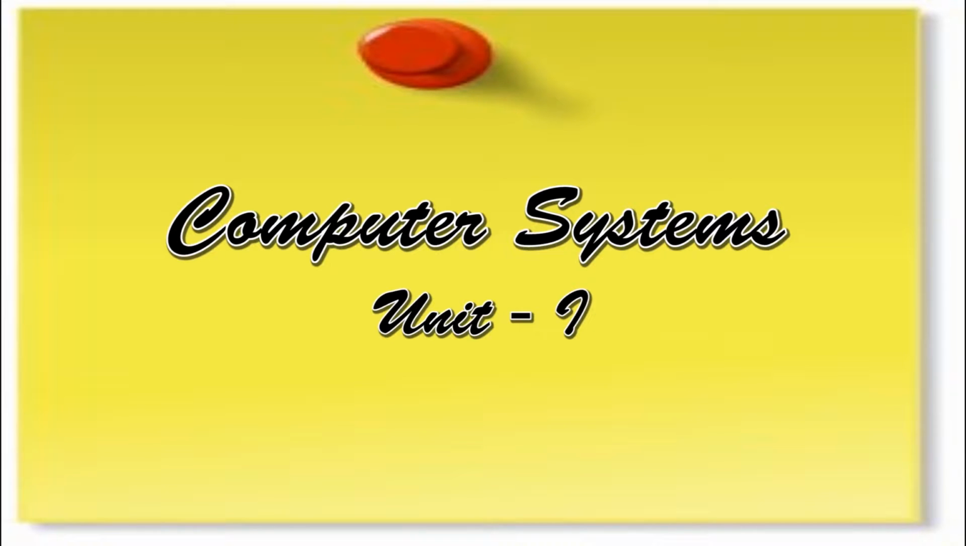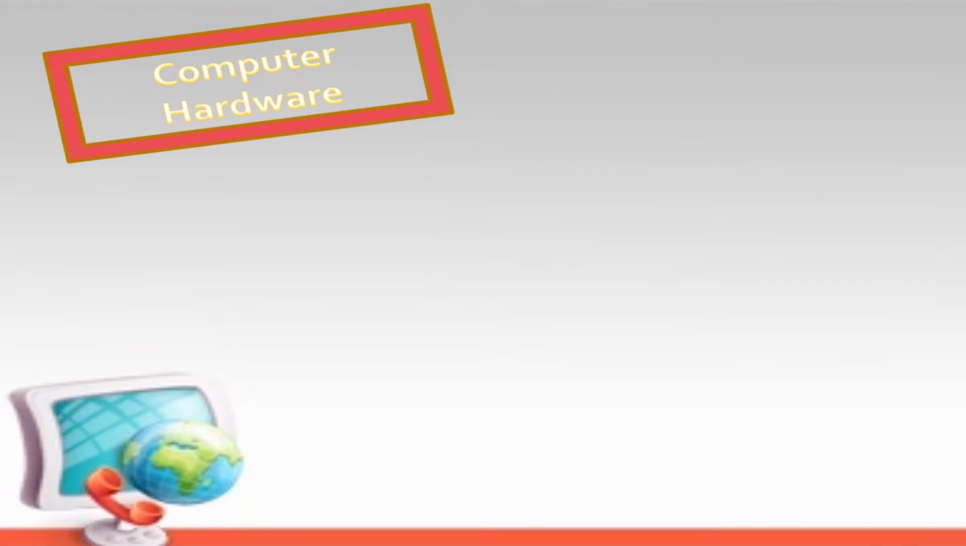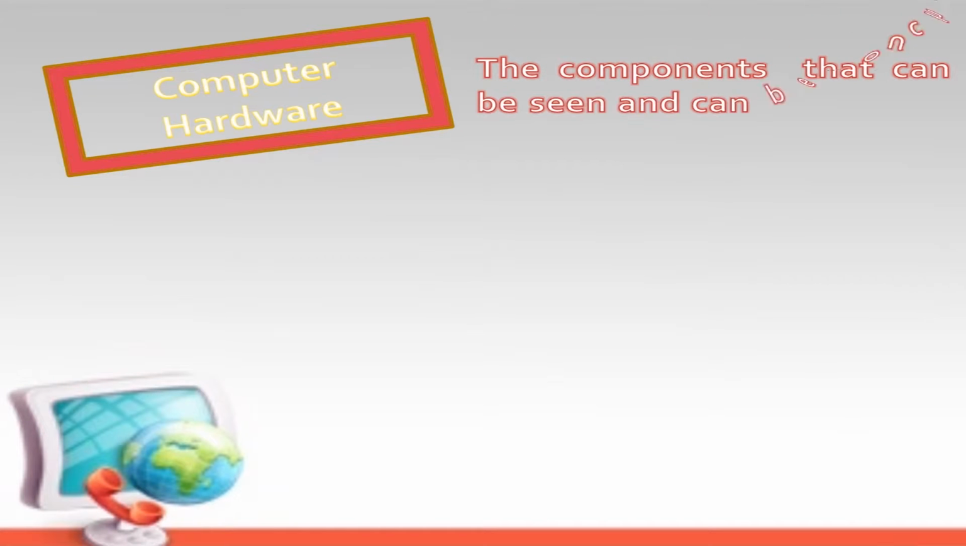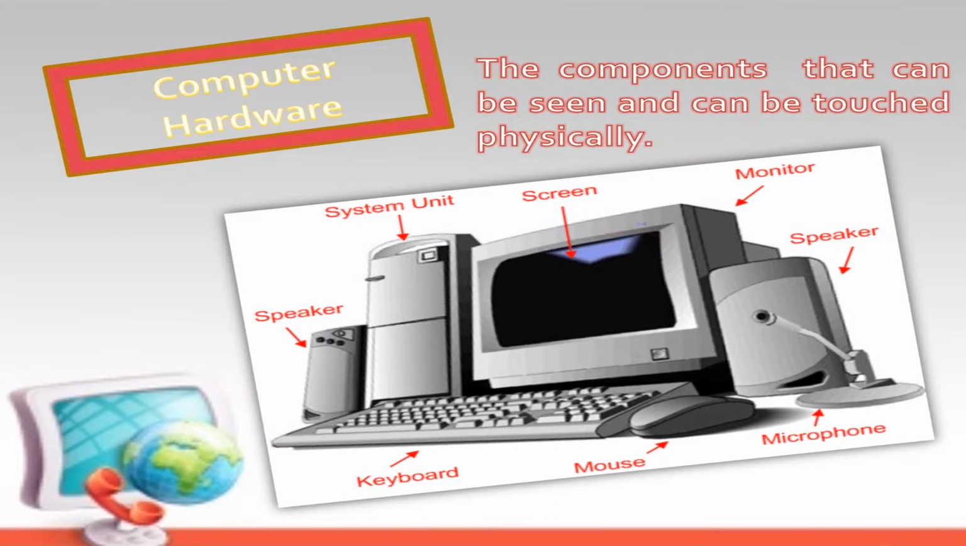Hi learners! Now that you are familiar with the computer, let's now learn about computer hardware in detail. Computer hardware is the collection of physical components of a computer system. The components that can be seen and can be touched physically. For example, the keyboard, a mouse, the screen, the monitor, the speaker, the printer, and so on.